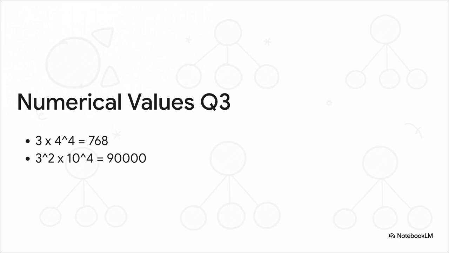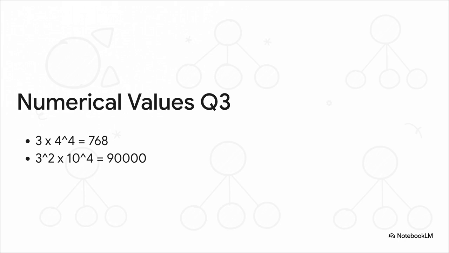Let's check out the third and fifth bits. Third, 3 into 4 to the power of 4. First, let's explicitly show the math for 4 to the power of 4. That is, 4 into 4 into 4 into 4, which is 256. Then multiply 256 by 3 to get 768. Always keep your calculations neat to prevent those simple errors.